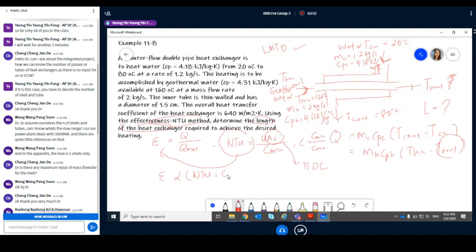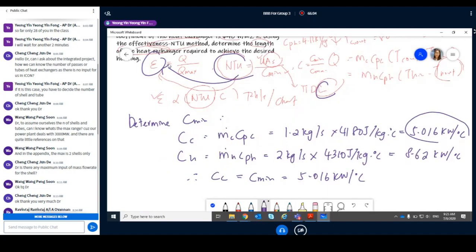So from here, DCC equals C mean equals 5.016 kilowatt per degree C. Don't forget, I need to get the NTU in order to get the L. So before I get the NTU, I need to get the effectiveness first. Otherwise, I couldn't get the NTU.